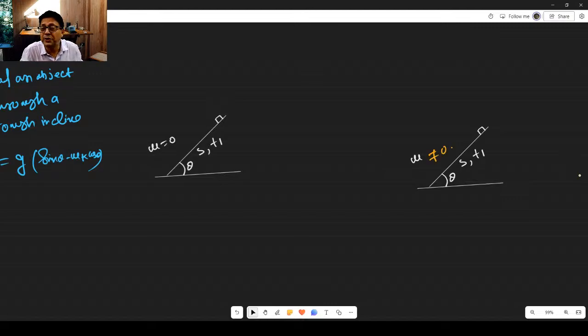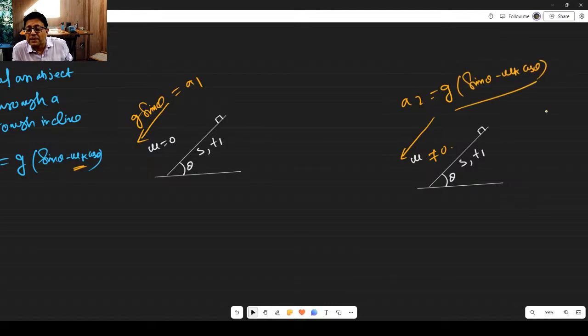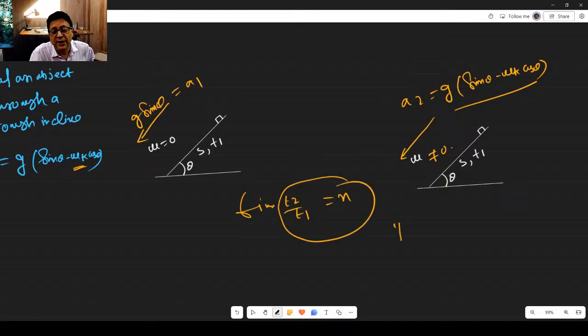Now my question is, in which case will the time required be more? This case where friction is there. Why? Because here acceleration is g sin theta, you put mu 0 here, this is a1, and a2 is g into sin theta minus mu k cos theta. Isn't it? So if I tell you that the time required is n times, suppose t2 by t1 equal to n, find mu in terms of n and theta.